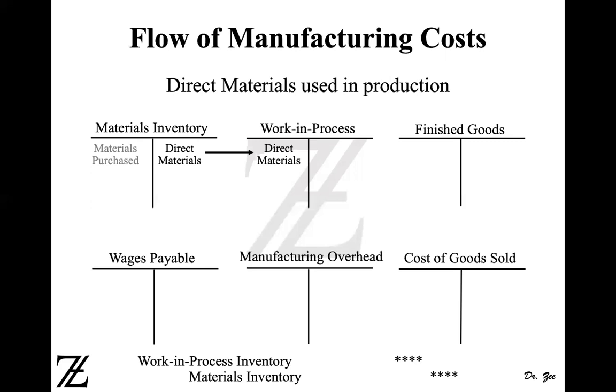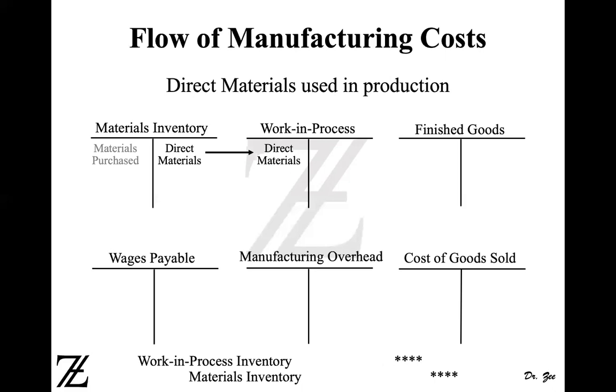So if the material is requisitioned to the work in process department, that means it has to be a direct material. All the direct material goes to work in process, right? All the direct material goes to work in process. So the journal entry to record this transaction would be work in process inventory debit. Again, work in process inventory is also an asset. All kinds of inventories are asset accounts.